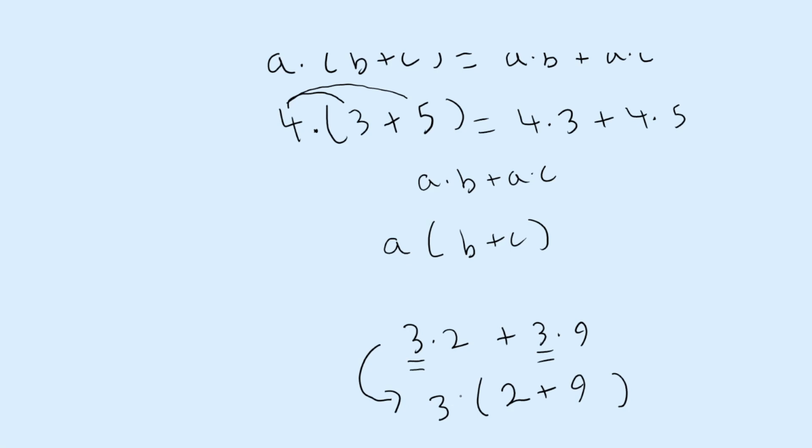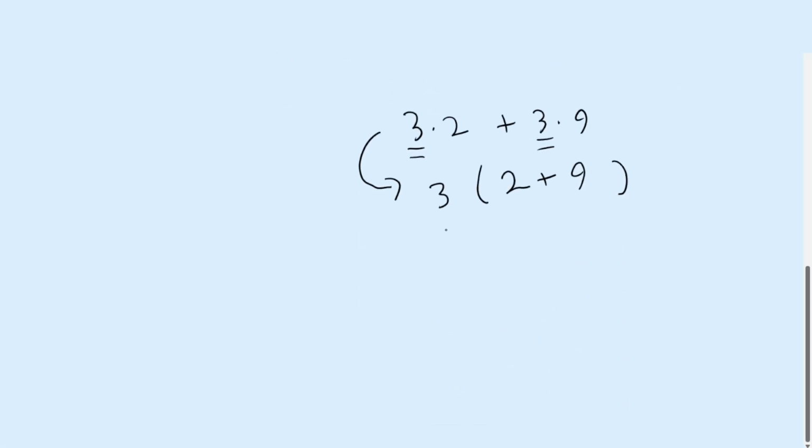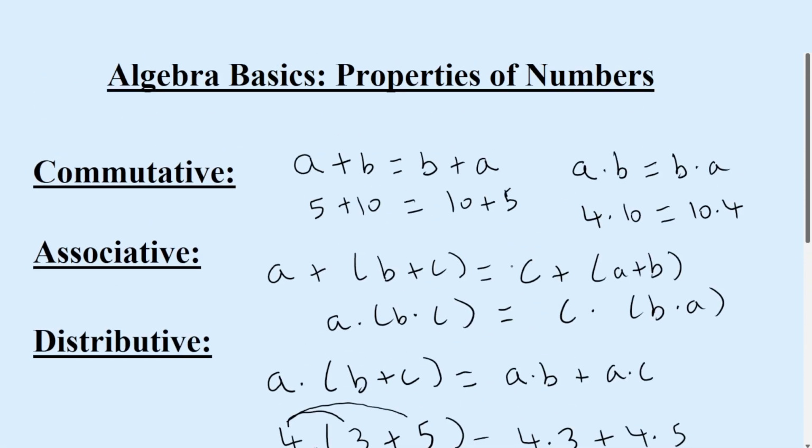And again, to distribute it, you would just distribute the 3 times 2 plus 3 times 9. And that's how you go from there to here by distributing. So we talked about all the different properties of numbers, and in the next video, we'll discuss PEMDAS.